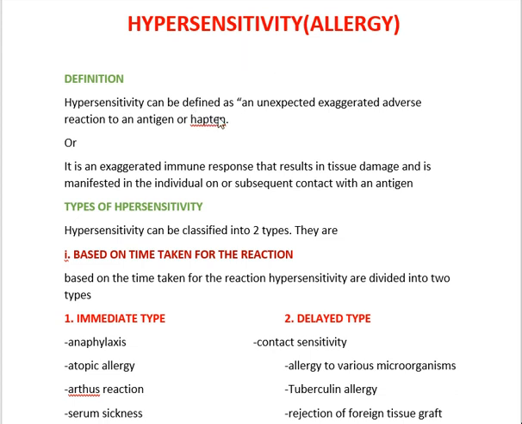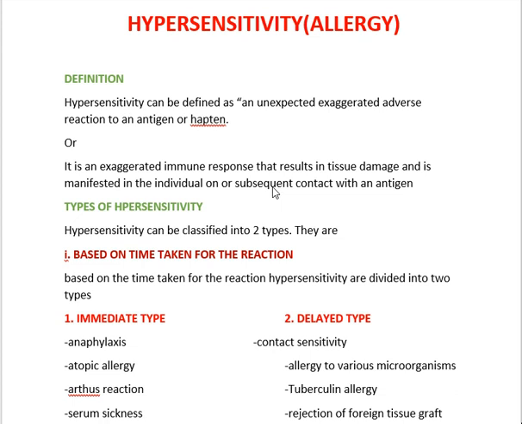Hypersensitivity can be defined as an unexpected, exaggerated, adverse reaction to an antigen or hapten. That means the foreign particles that are entering into the host. If our body responds with an exaggerated adverse reaction, then we call that reaction hypersensitivity. This can also be defined as an exaggerated immune response that results in tissue damage and is manifested in the individual on or subsequent contact with an antigen.